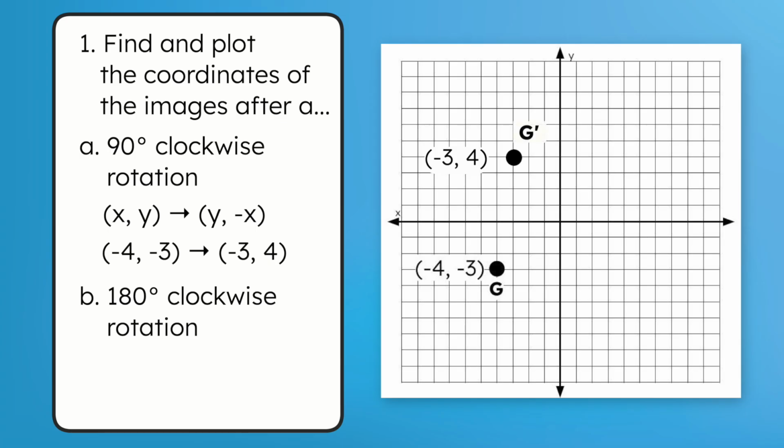Let's plot that and label it G prime. Looking at this point, we know that it's correct because it's in the clockwise direction. It's the same distance from the origin as point G, and they create a 90-degree angle. Okay, want to give it a shot? Find and plot the coordinates for a 180 clockwise rotation. Pause now.